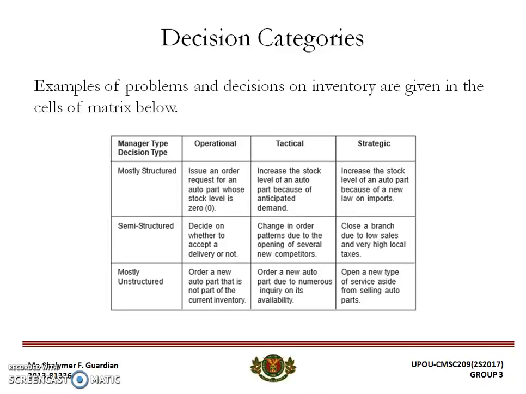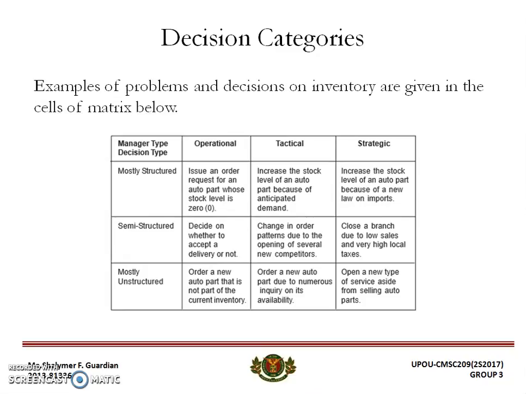For operational, semi-structured, this is where the management will decide whether to accept a delivery or not. For tactical, semi-structured, this is where changes in order patterns due to the opening of several new competitors will be done. For strategic, semi-structured types, these are maybe to close a branch due to low sales and very high local taxes. And for operational, mostly unstructured, this is where we order a new auto part that is not part of the current inventory.